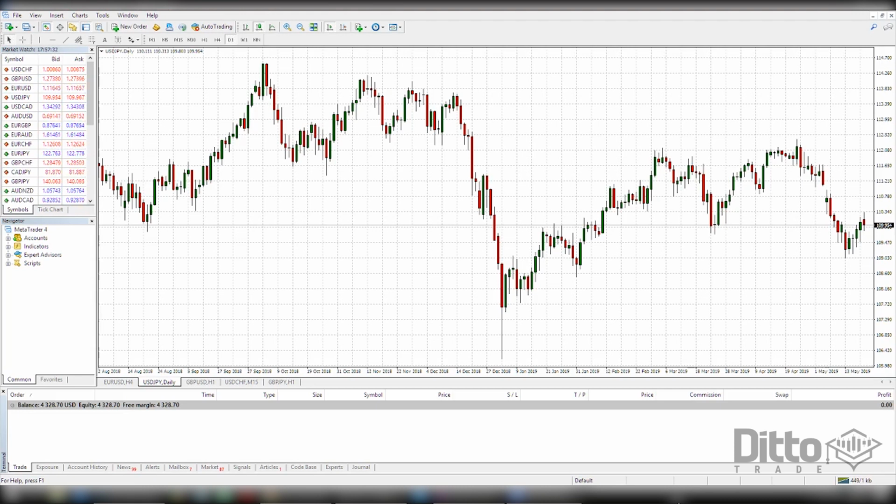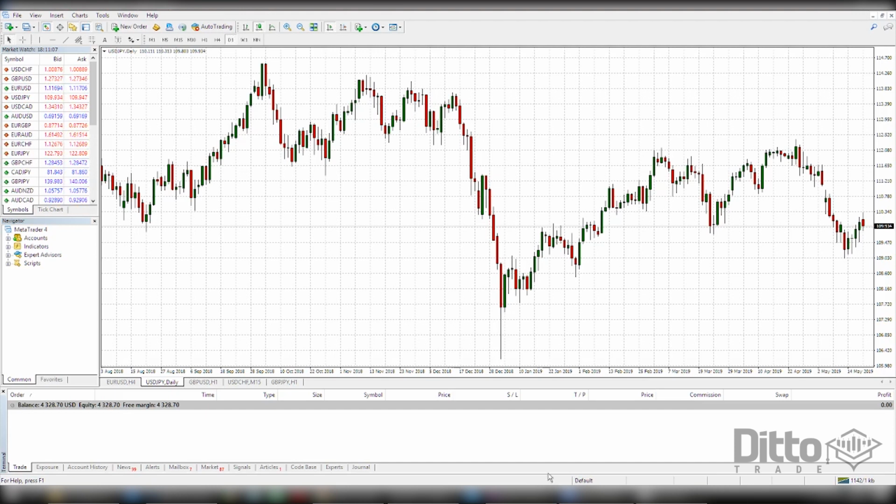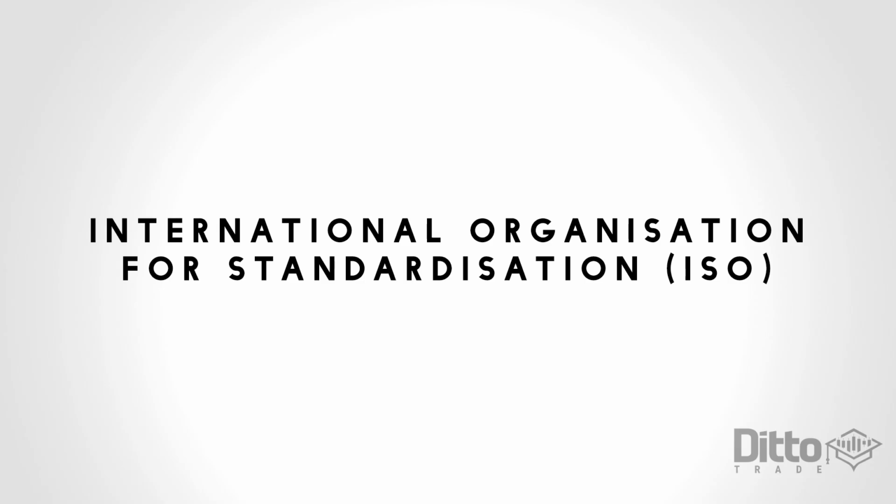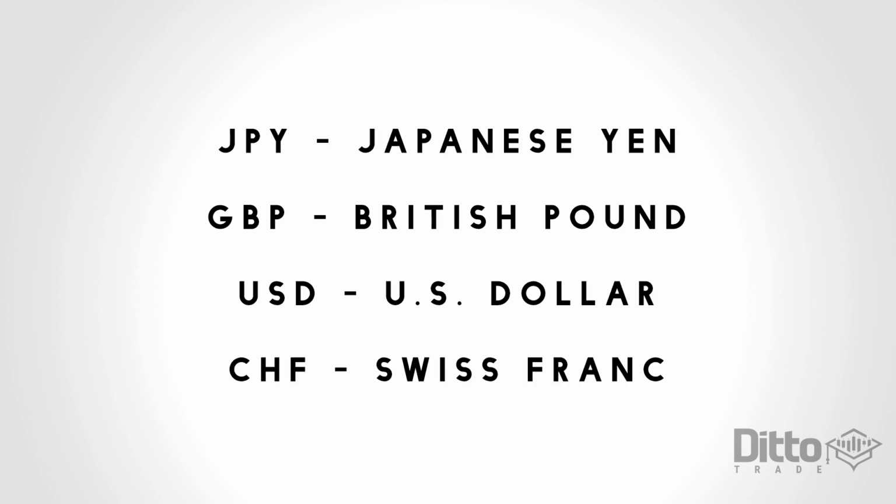Let's look at some examples now to help us learn how to read currency pairs. On our trading platform here, we have a variety of different currency pairs listed that are available to trade. Every currency has a three-letter ISO, which stands for International Organization for Standardization, and it's the symbol assigned to the currency. We have the JPY, which is the Japanese yen, the GBP, which is the British pound, USD, which is the US dollar, and the CHF, which is the Swiss franc.